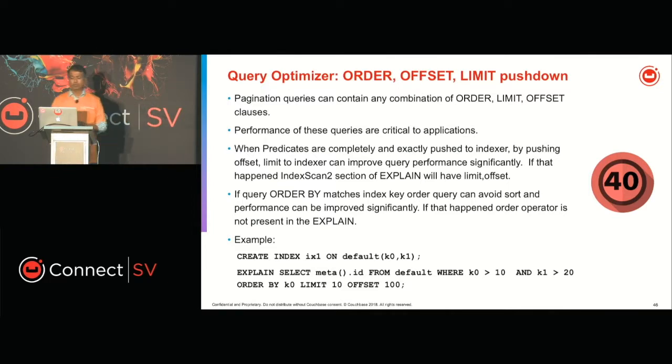So what we have done is, if you have the right index to cover all the predicates as well as the order by, then we push down the limit and the offset to the index scan itself.